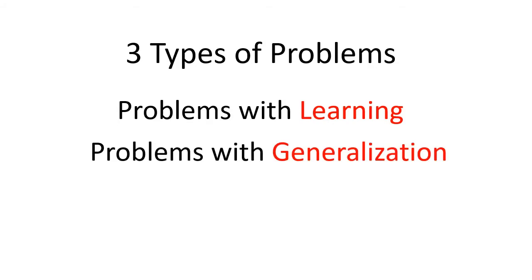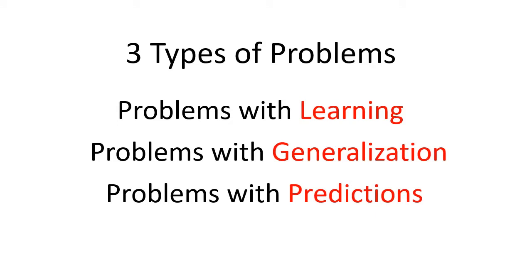Problems with generalization. These generalization problems manifest in a model that overfits the training dataset and makes poor performance predictions on the holdout dataset. Problems with predictions. Problems with predictions manifest in the stochastic training algorithm having a strong influence on the final model, causing a high variance in behavior and performance.